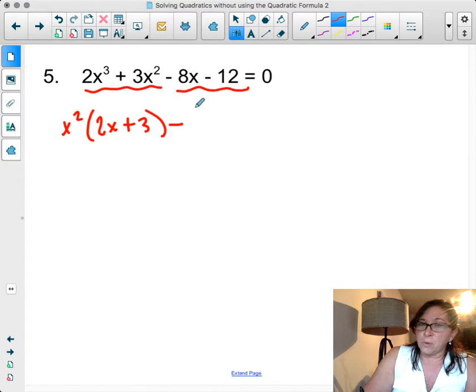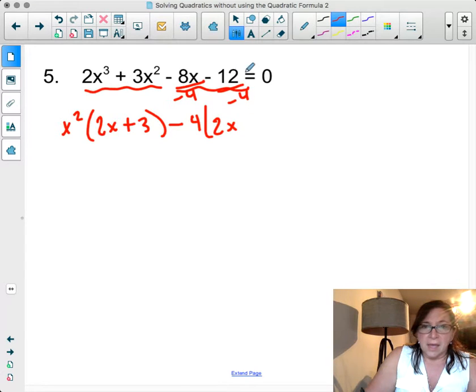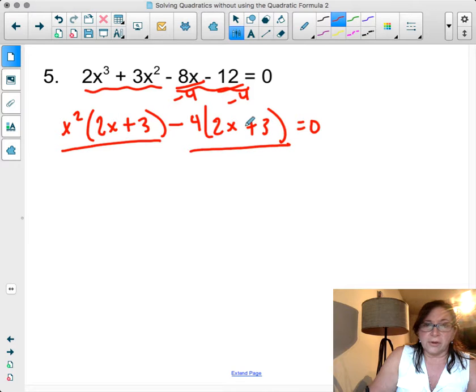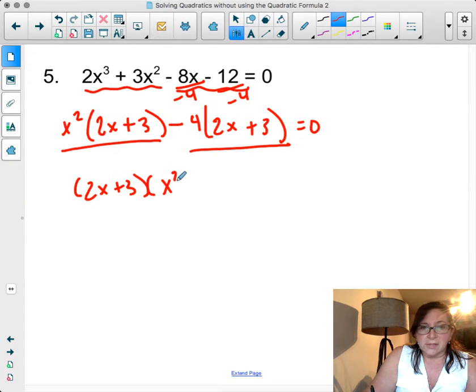So I'm going to take out a negative 4. And in doing that, when I say take out, what I'm really saying is I'm dividing. And so that's going to be 2x, and this is going to be plus 3, negative divided by negative. So now I'm going to factor out of this term and this term, I've got a 2x plus 3 that's common, so 2x plus 3. And then what's left is x squared minus 4 is equal to 0.